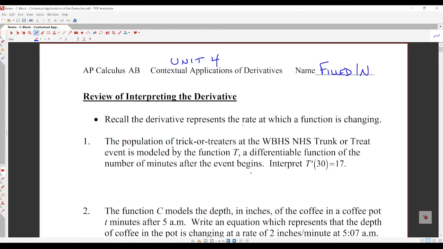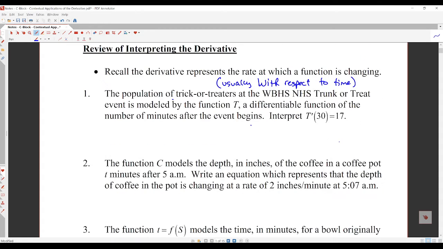So recall the derivative represents the rate at which a function is changing, usually with respect to time, but it doesn't always have to be. And you want to make sure that you use the phrase something like the rate of change or changing at the rate of or at a rate or something like that. But you want to use the word rate and the word change in your interpretation. Otherwise, there's a good chance you're going to get knocked off a point or so.